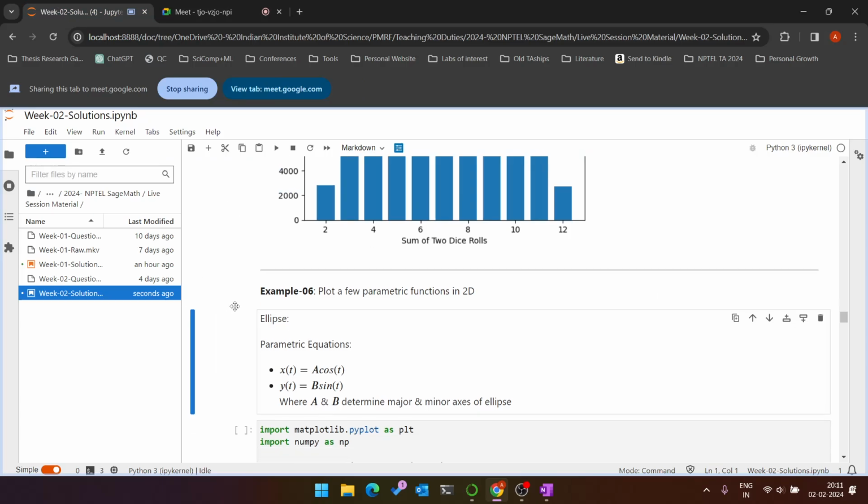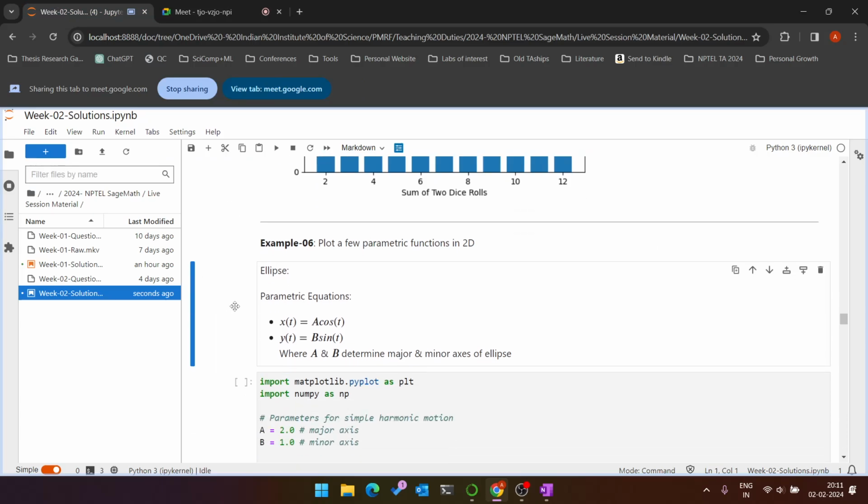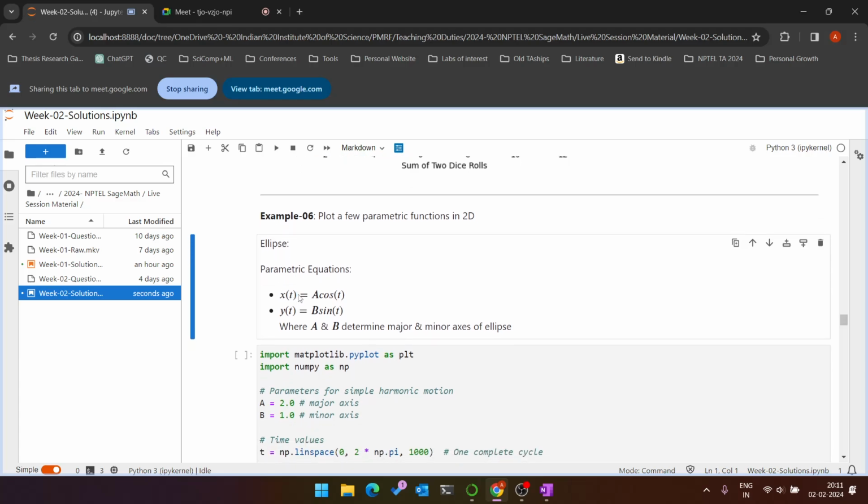Okay, thank you. The next example that we have is plotting a few parametric functions in 2D. So parametric functions are of the form x of t and y of t, where t is like an independent variable which feeds, and from that we obtain multiple functions x and y. We are looking at one of the simplest parametric equations, which is an ellipse.